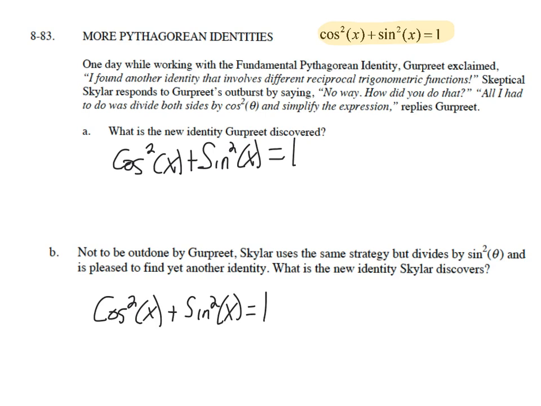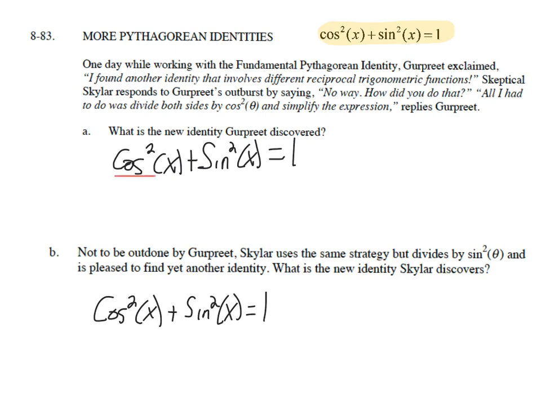One day, while working with the fundamental Pythagorean identity, Gurpreet exclaimed, "I found another identity that involves different reciprocal trigonometric functions." Skeptical Schuyler responds, "No way! How did you do that?" "All I had to do was divide both sides by cosine squared and simplify the expression," replies Gurpreet. So let's do that.